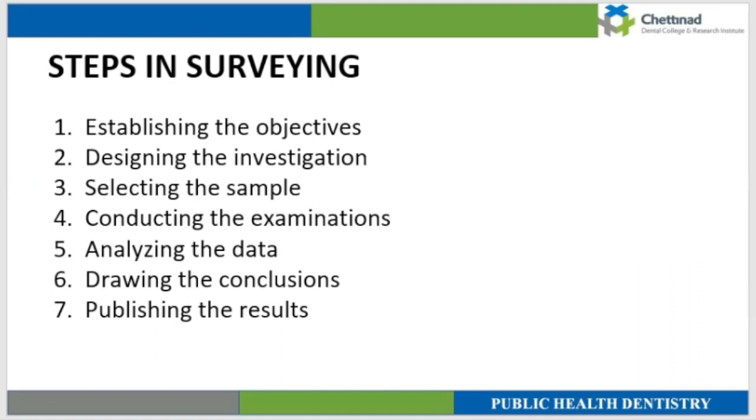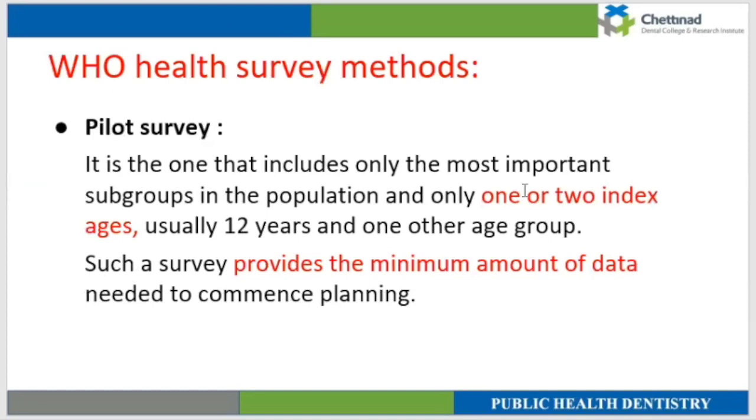Next one is the WHO oral health survey methods. We are using the pilot survey and the national pathfinder survey. The pilot survey includes the most important subgroups in the population. There are only 1 or 2 index age groups, usually 12 years and one other age group. The survey provides the minimum amount of data needed to commence planning.